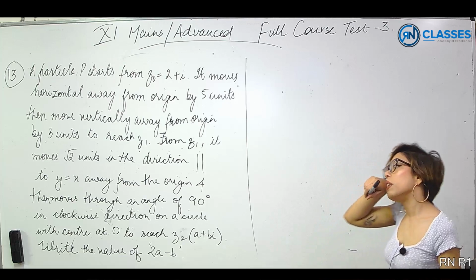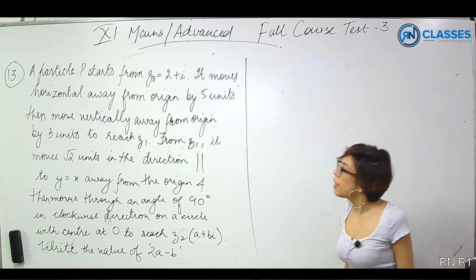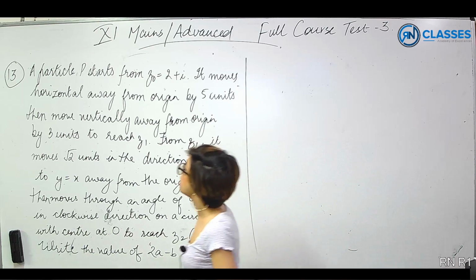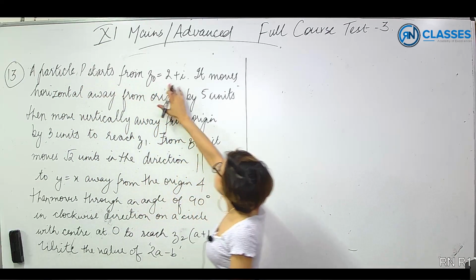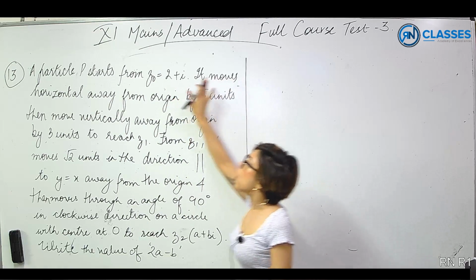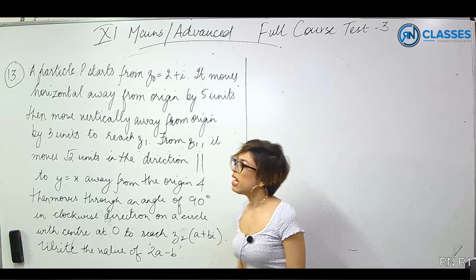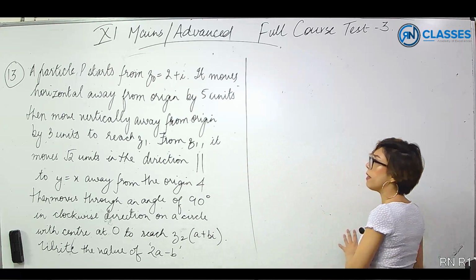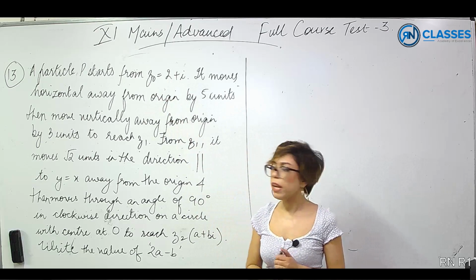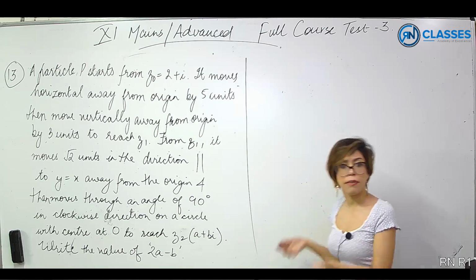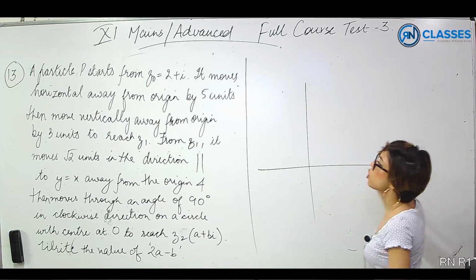Alright, on to the next one. Now, he has given us a big question. It's okay, we'll go step by step. He says a particle P starts from z0, 2 plus iota. It moves horizontally away from the origin by 5 units. He is talking about the movement of the particle and has given the movement in terms of complex numbers. So let me make my origin plane, it will be easier to visualize. So my origin plane is something like this, 2 plus iota.